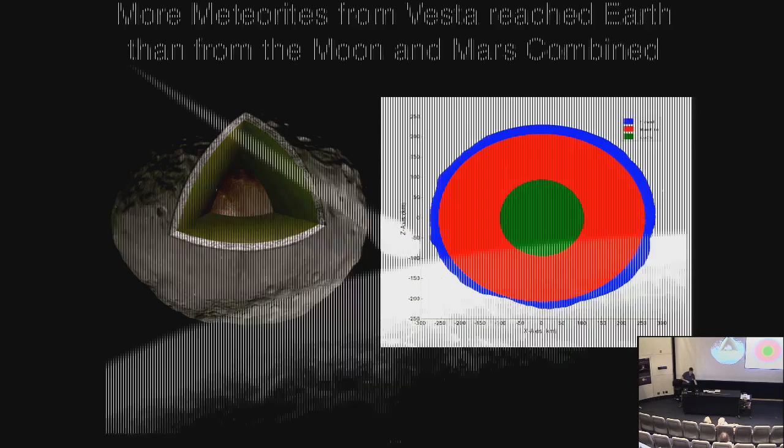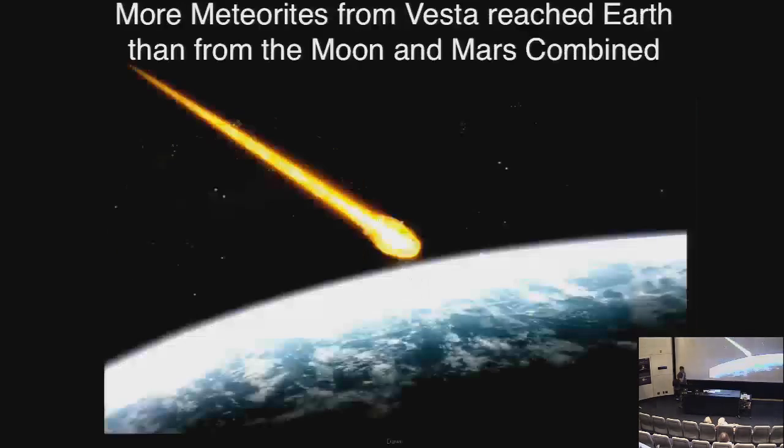Okay. It's also true that more meteorites from Vesta have reached the Earth than from the Moon and Mars combined. So that's cheating a little bit because Mars is really hard to get material off because it's a big planet. But we've got lots of rocks from the Moon because that gets hit a lot and it's right next door. So it's kind of interesting that we've got all these samples from Vesta. We know much more about Vesta than we know about some of these other objects.